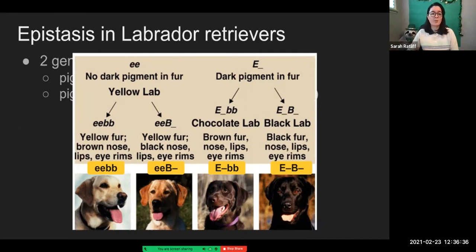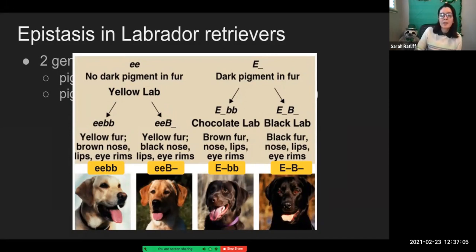Our other option for no pigment in fur, we have a little e, but let's look at the B factor. We have a dominant B here. So that means our dog will have still yellow fur, because of the little e, but the pigment in its nose, lips, and eye rims are going to be dark. We have a capital B there. So it'll have black eye rims, nose, and lips.